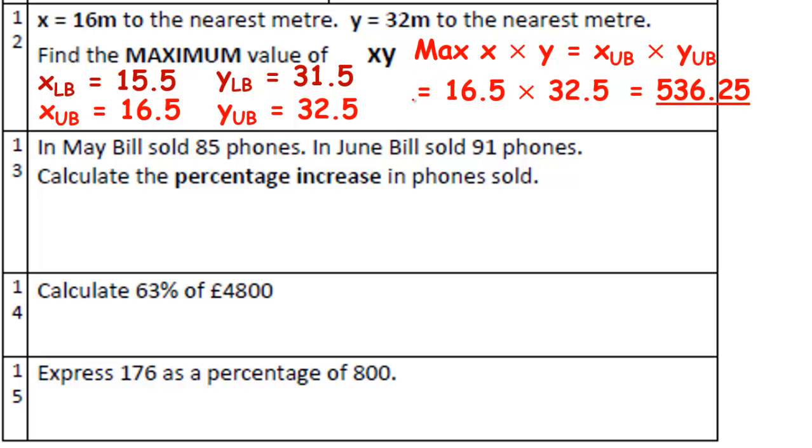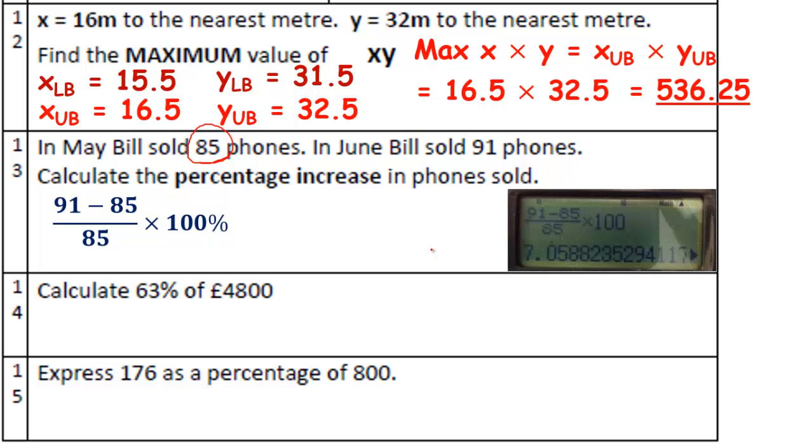In question 13, in May, Bill sold 85 phones. In June, he sold 91 phones. Calculate the percentage increase. So what's the increase? The increase is 91 take away 85. The original value is 85, so that's what I'm going to write as my calculation. Please always write this down. You will get marks for it. Stick this into your calculator, 91 take away 85 over 85 times by 100. That's my result there. I need to round it to a suitable value. I've rounded it to 1 decimal place, and it's 7.1%. The question may well tell you how many decimal places to round it to if necessary.